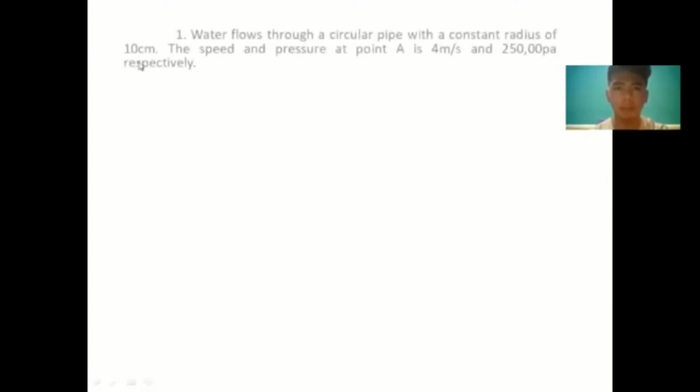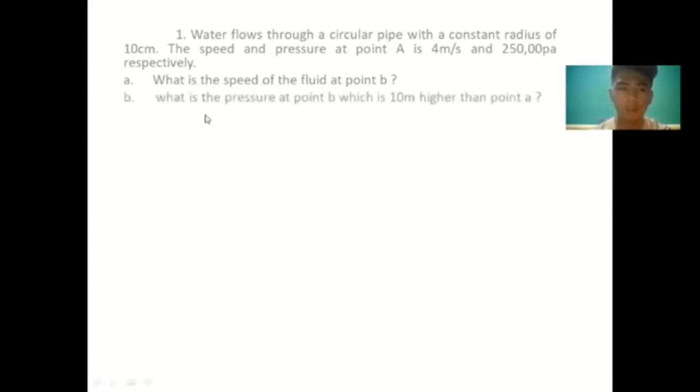So the problem given is number 1. Water flows through a circular pipe with a constant radius of 10 centimeters. The speed and pressure at point A is 4 meters per second and 250,000 Pascals respectively. What is the speed of the fluid at point B? And what is the pressure at point B, which is 10 meters higher than point A?